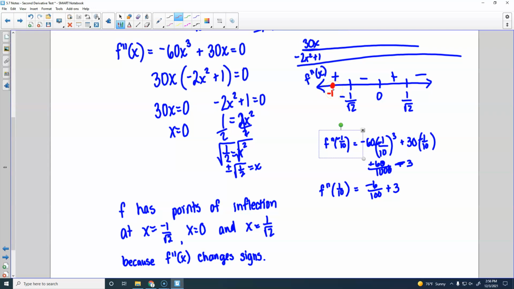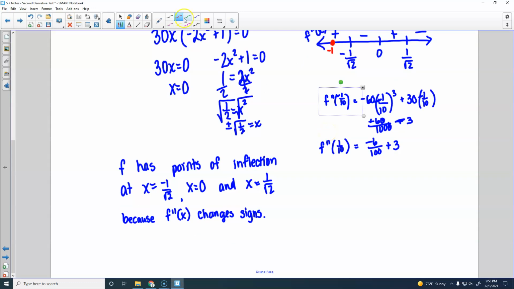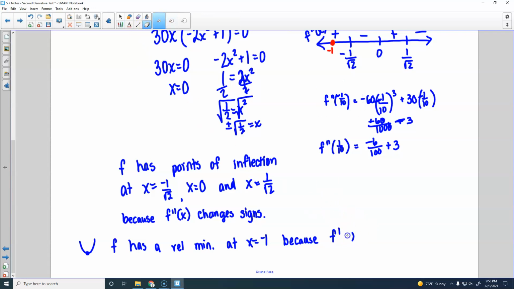So, second derivative, is it positive or negative there? It's positive because our chart tells us it's positive. You don't have to know the value, you just have to know it's positive. If it's positive, that tells us concave up, which means we've got a minimum. So we'd say f has a relative minimum at x equals -1 because f prime of -1 equals 0 and f double prime of x is greater than 0.